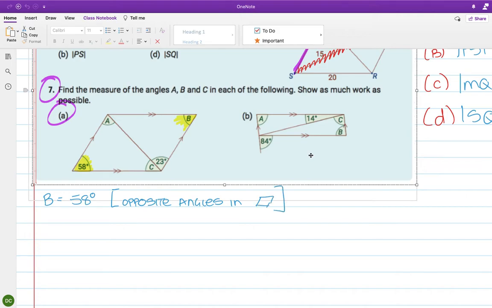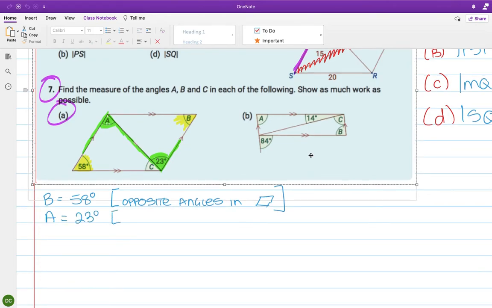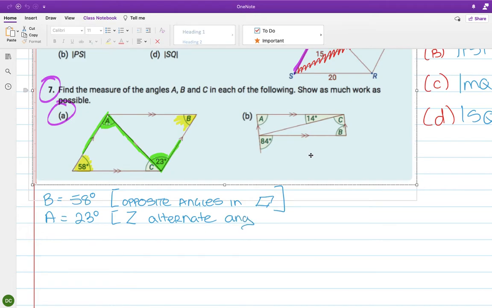I see another one. So parallel line, transversal, parallel line means this one equals that one. Yeah, so that's a Z shape. So I know that A equals 23, and the reason I know is because I found a Z, and that is alternate angles.